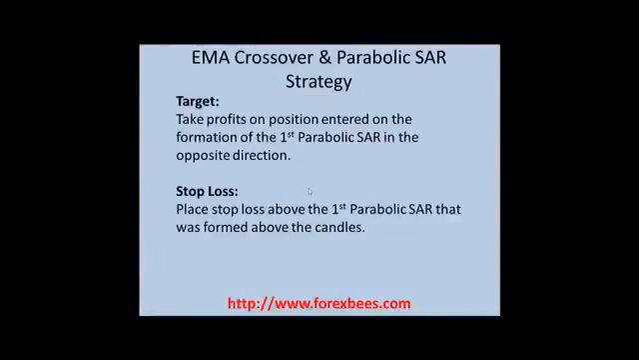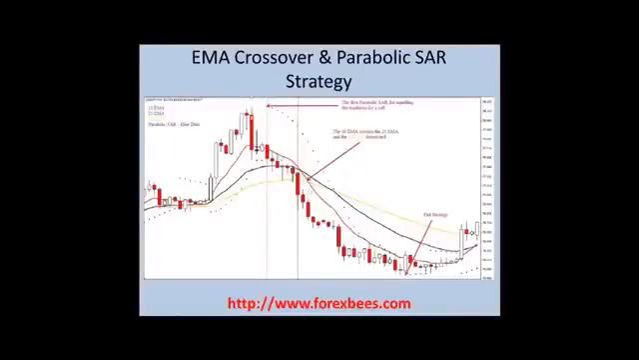Target: take profits on the first position entered on the formation of the first parabolic SAR dot in the opposite direction. Stop loss: place the stop loss above the first parabolic SAR dot that was formed above the candlestick. So once the first parabolic SAR dot is formed below the candlestick, this is where you can exit, and the stop loss should be above the first parabolic SAR dot formed above the candlestick.